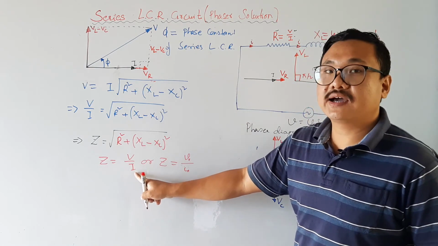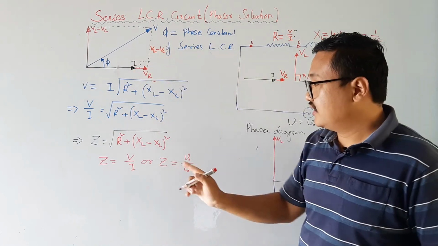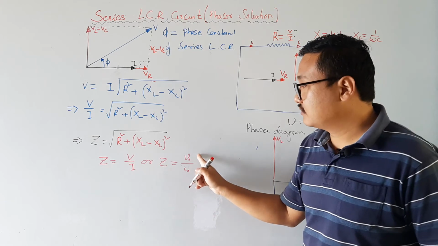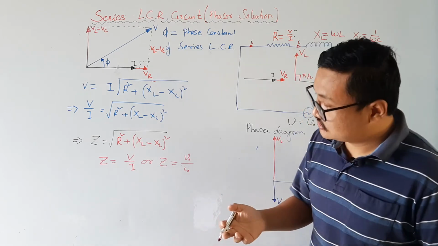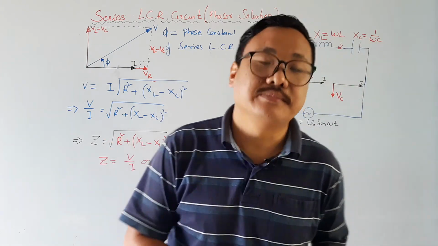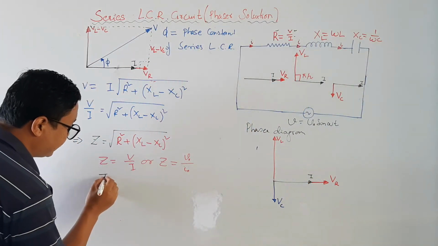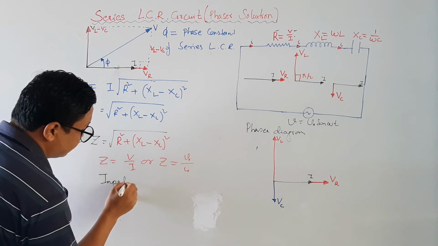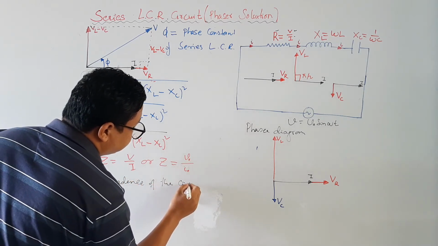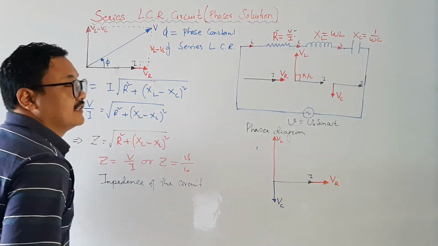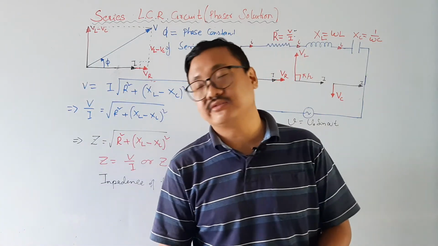Z is equal to V by I. Capital V and capital I are from the phasor diagram, and V0 and I0 are the maximum amplitudes or the peak values of voltage and current, that is from the analytical solution. And Z is the impedance of the circuit, or the LCR series circuit, we can also say that.